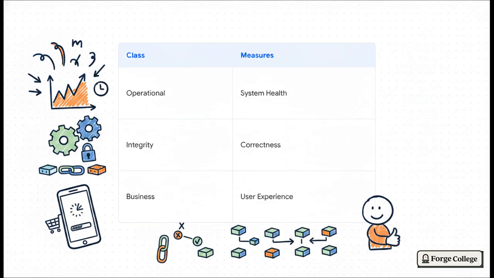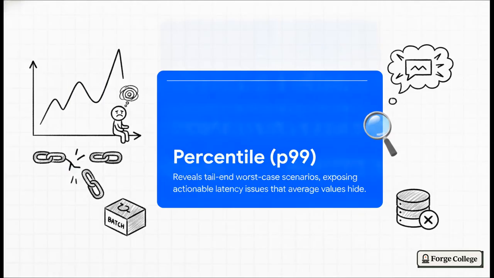And finally, user and business metrics. This is the ultimate test, right? Load times, conversion rates. Because honestly, a technically flawless backend means absolutely nothing if the end-user experience is a total disaster. Now, before we go any further, we really need to address a super common trap that developers fall into.